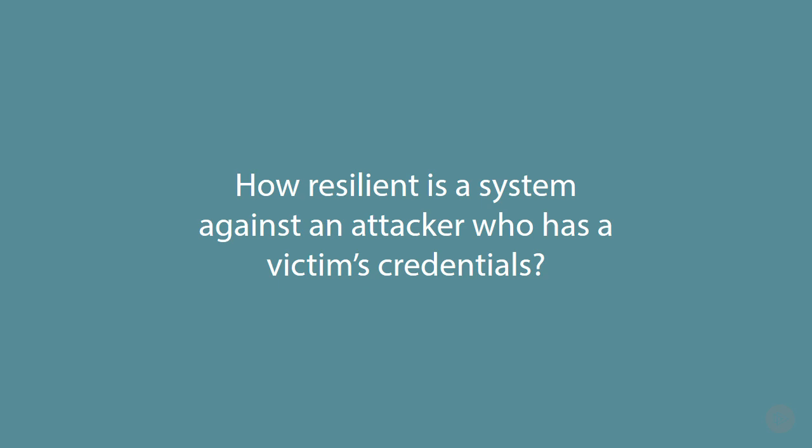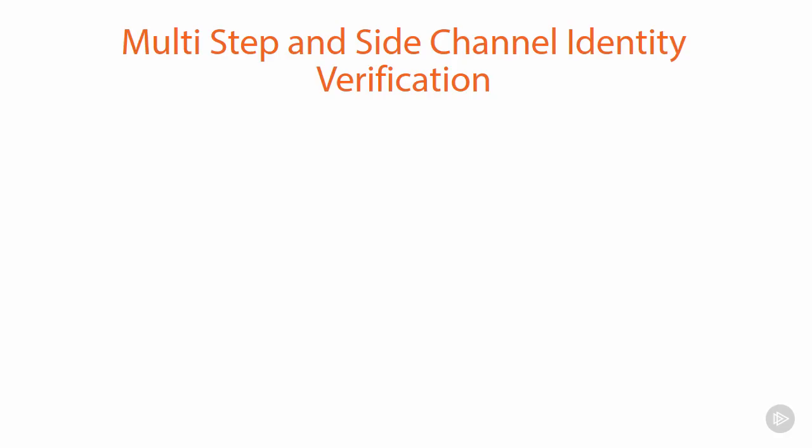So we've looked at lots of different ways throughout this course where an attacker may get someone's username and password. They may use human-based social engineering and extract it from them over the phone. They may get it from a data breach. There are a number of different ways that this can happen, and we need to think about how we build systems that are resilient to it. With that in mind, let's have a look at multi-step and side channel identity verification.